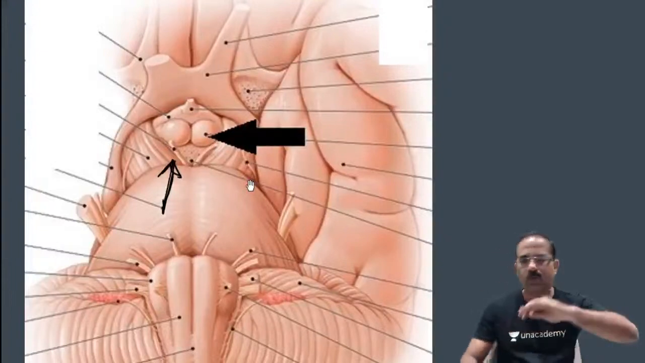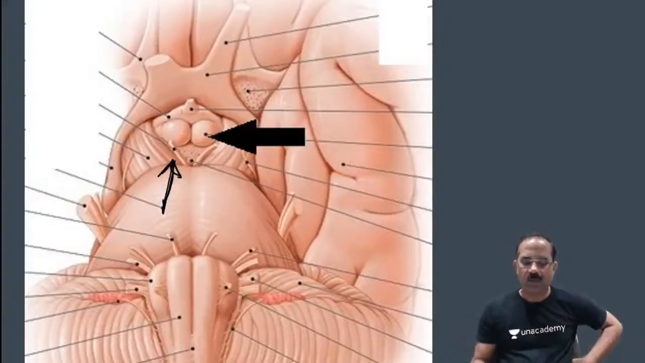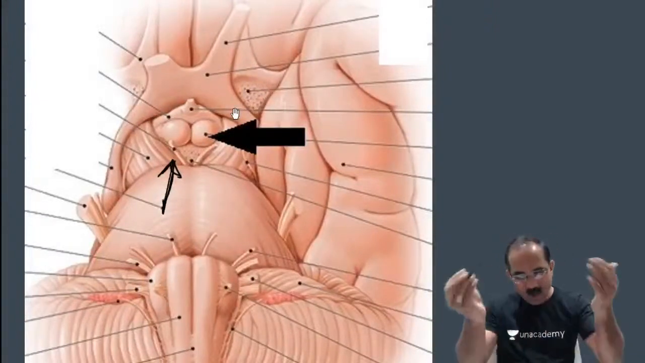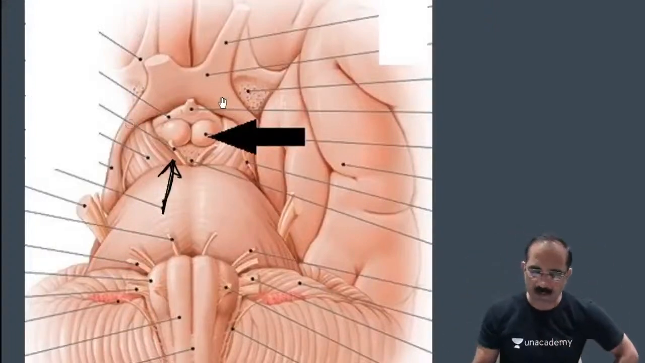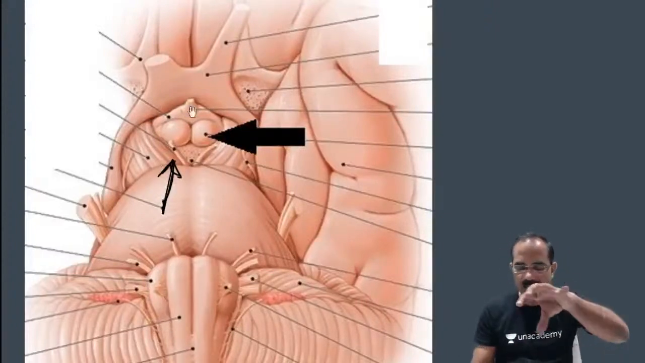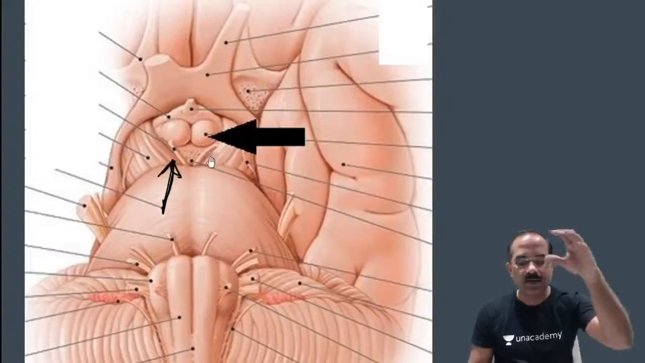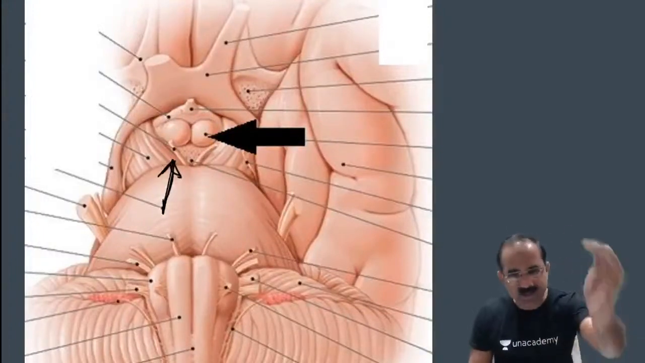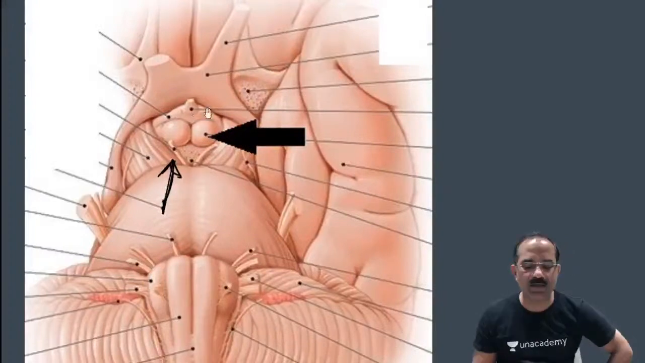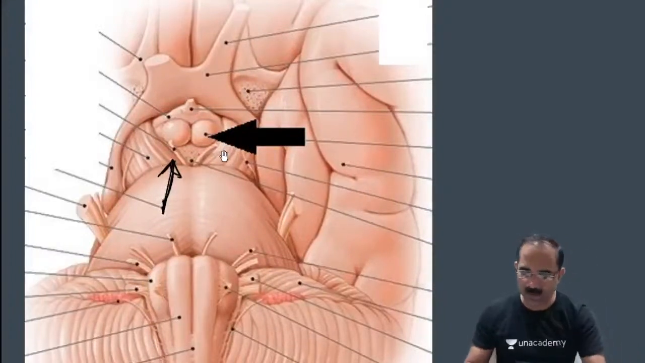And what are the boundaries of the interpedicular fossa? On either side, anterolateral is going to be the optic tract, and posterolateral is going to be the crus cerebri. And this area is the interpedicular fossa. The contents of the interpedicular fossa, children, will be the third nerve, and the circle of Willis, which is not shown here. So the third nerve and the circle of Willis lie in the interpedicular fossa. I hope this is clear to all of you.